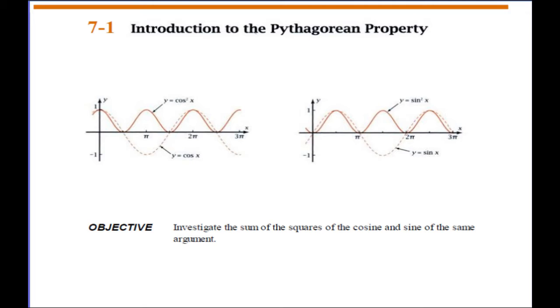So we will begin this chapter with 7-1, Introduction to the Pythagorean Property. You are already familiar with the Pythagorean theorem. The word Pythagorean was taken from Pythagoras, who discovered this type of theorem while he was dealing with lines and shapes.